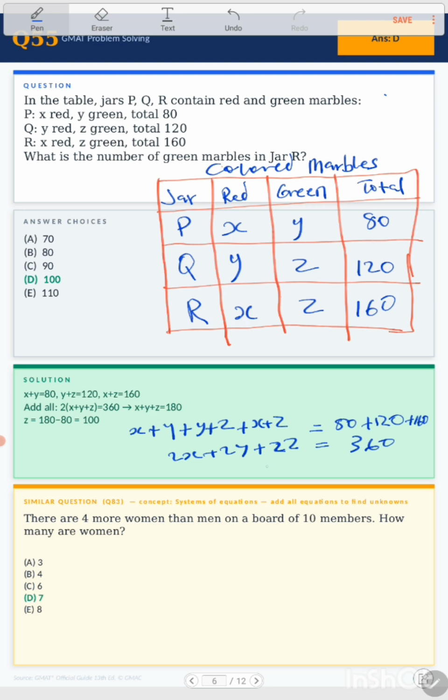Divide through by 2, you are going to get s plus y plus z equals 180. Remember that s plus y is 80. So it's saying 80 plus z equals 180. That means z equals 100. Remember, we are looking for z because the question said what is the number of green marble. So this is green marble in jar R. So we are looking for z. Z is 100.